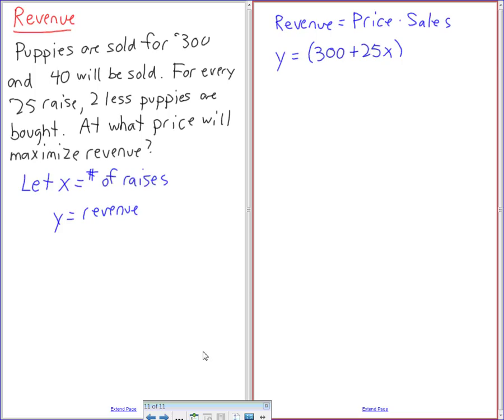40 minus 10. Okay, you're starting at 40, and you're losing two dogs. I don't think that's bad when I say it like that. You're giving two dogs to Mr. Sadler each time. Okay.